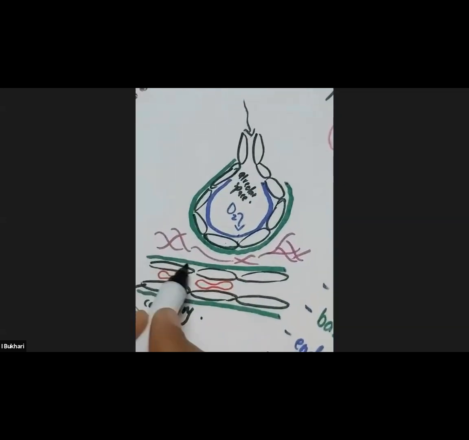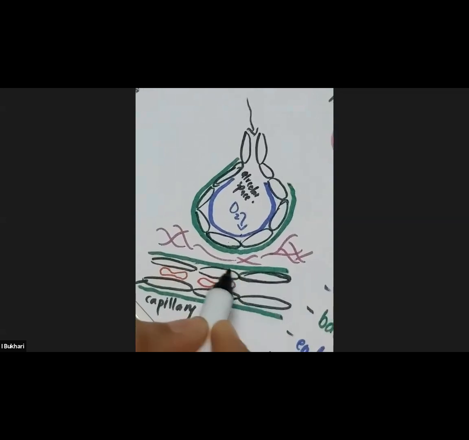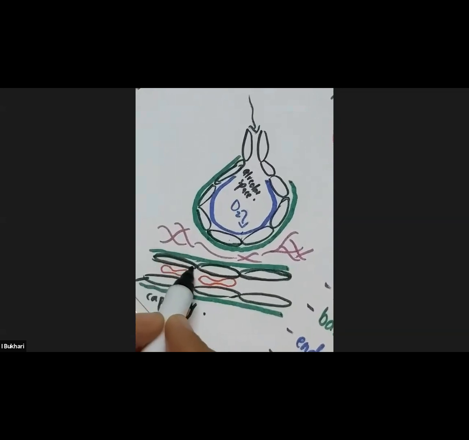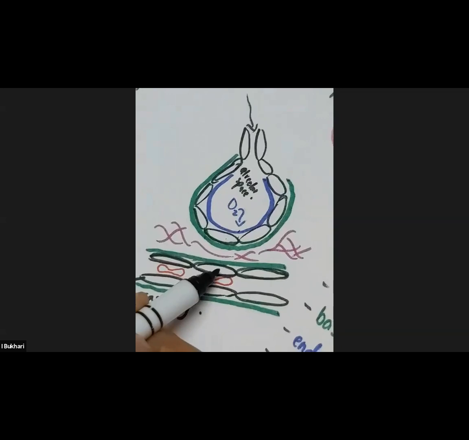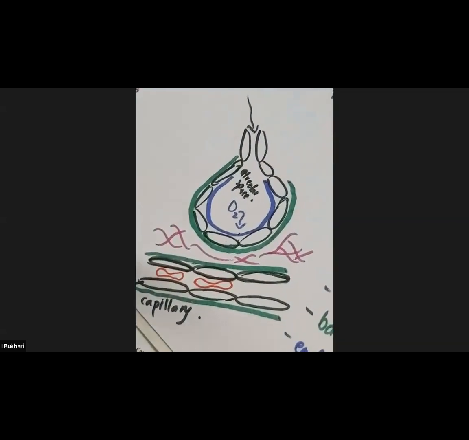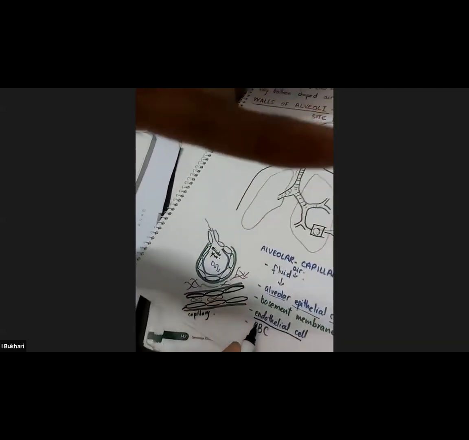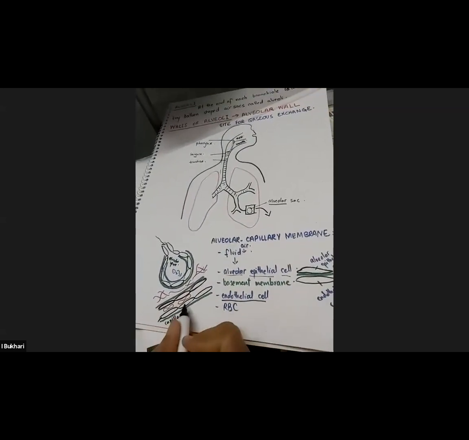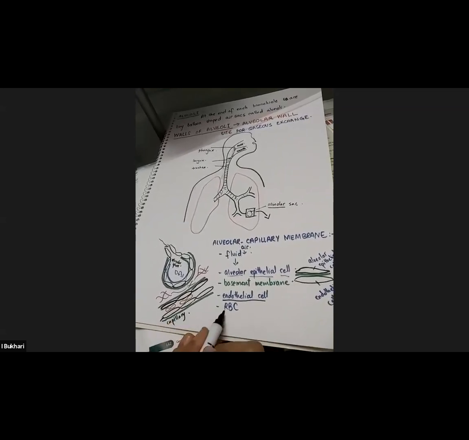And then again, this is the basement membrane on which the lining of the capillary wall cells are sitting. Like, they need something to sit on. These are called endothelial cells. You don't need to worry about it. Let me zoom out a little, I want you to look at the labelings as well. So the endothelial cell is the cell which is lining the capillary wall. And then you have the red blood cell.